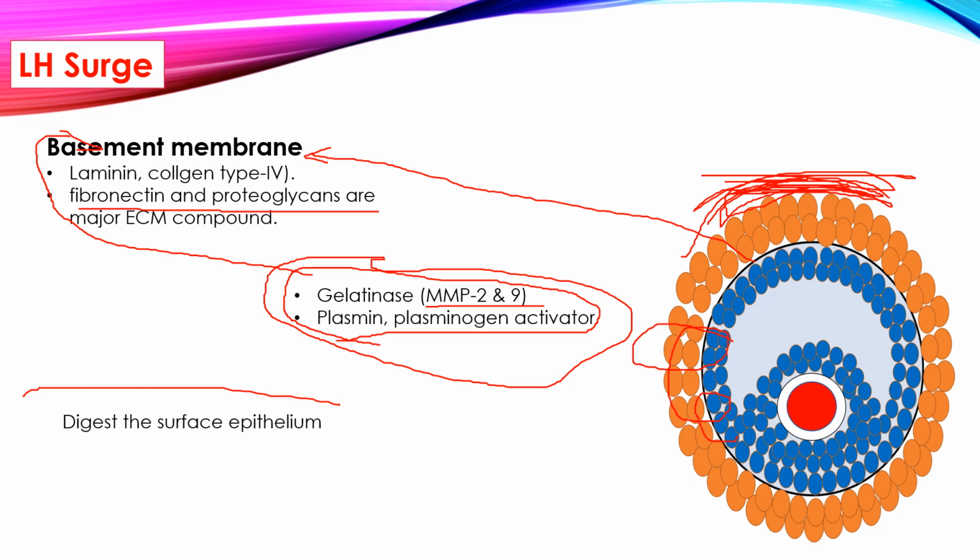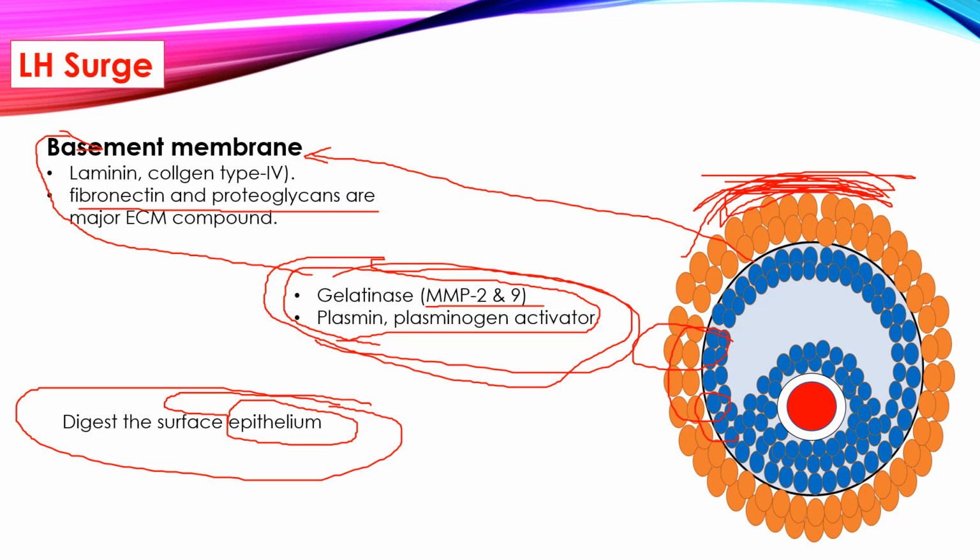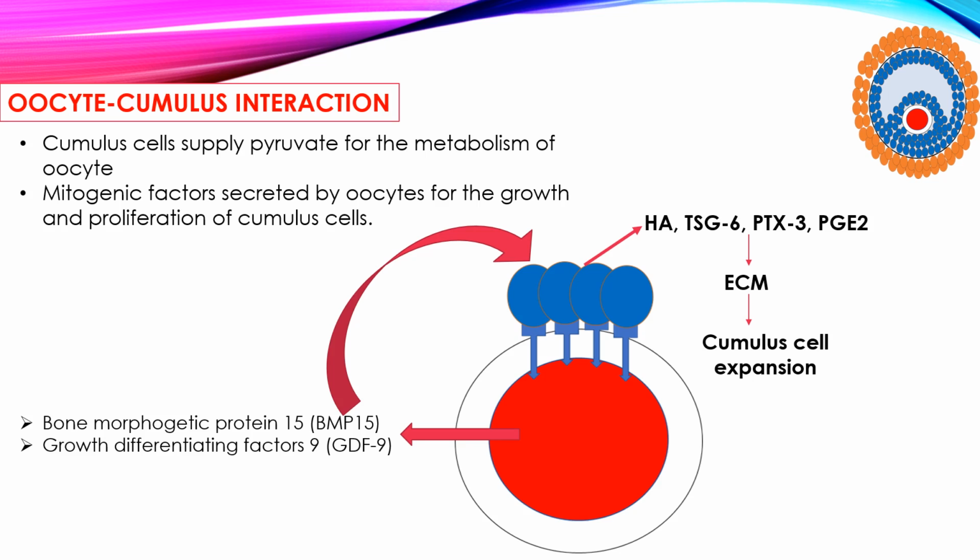The superficial layer of the ovary is the tunica albuginea. Over the tunica albuginea, we have the epithelial layer. That epithelial layer is also digested by some of the proteases. So many proteases are released within the follicle and from blood cells, and they digest the superficial layer of the follicle.